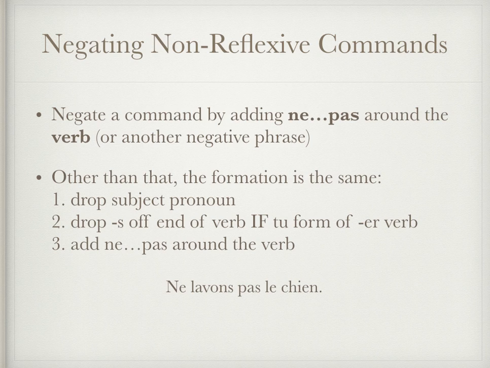If we were to start off with a sentence in the positive and we want to argue with it, okay, so for example, if we were going to tell someone, you are washing the dog, okay, vous lavez le chien, and we want to say, stop that, don't wash the dog. Drop our subject pronoun. Since we had vous, that is not a tu form, so we skip step 2. And we add our ne pas around the verb. Ne lavez pas le chien. Don't wash the dog. Stop it. Quit cleaning that poor dog.